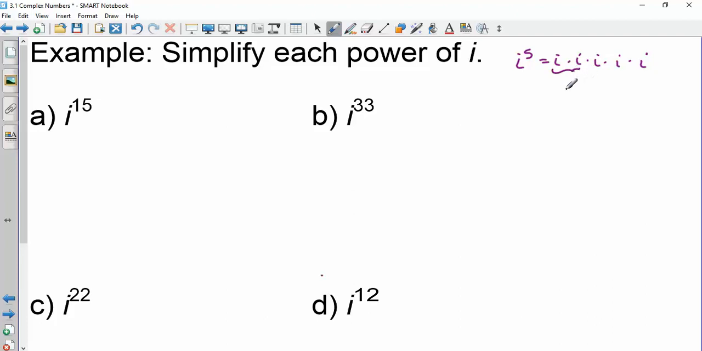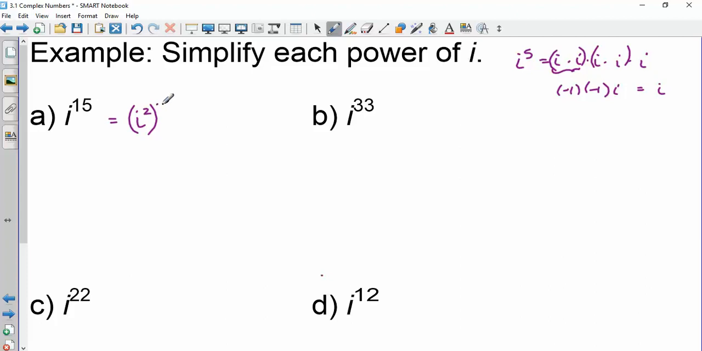But when you multiply 2 of them together, what do you get? So if I multiply those 2, I get a negative 1. Then I multiply these 2, and I get a negative 1. And then you have an i left. And that whole thing would turn into an i. So we have to figure out how many groups of 2 we can make. If you have 15, how many groups of 2 i's can you make?